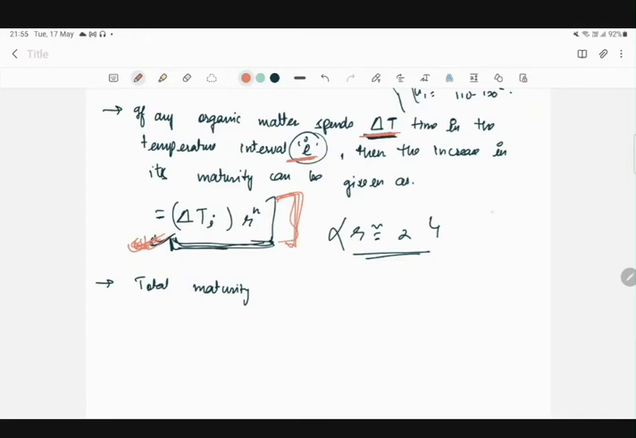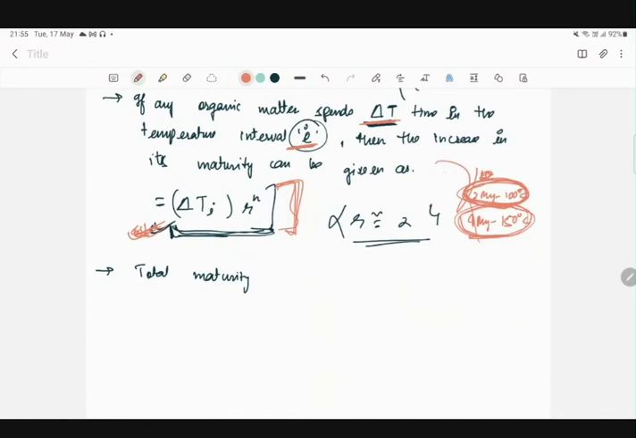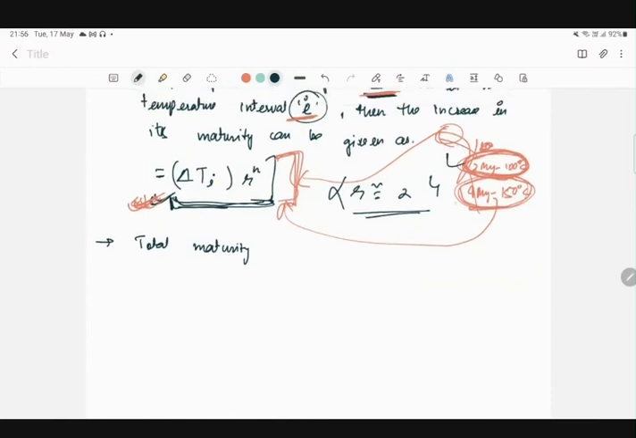So for the total maturity, that organic matter will spend different time in different temperature intervals, na? If the organic matter spends 2 million years at 100 degrees Celsius and 4 million years at 150 degrees Celsius, then for this couple of time and temperature the maturity attained will be different, and for this time and temperature couple the maturity attained will be different. So the maturity attained by each couple of time and temperature can be calculated by this equation. So the total maturity can be given by adding all of these, or adding further time and temperature ranges.